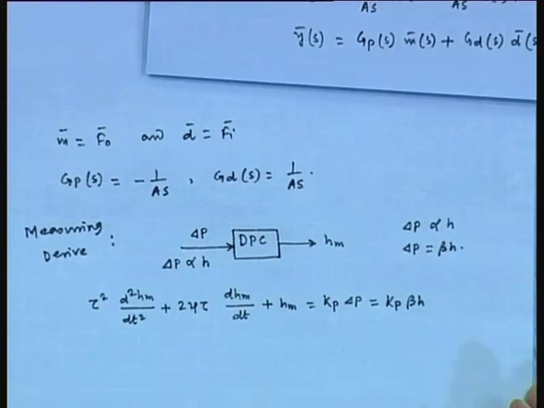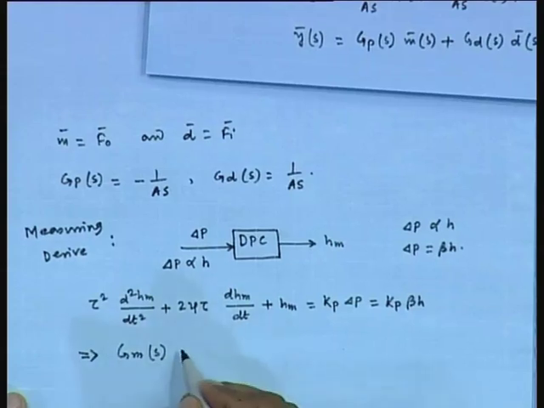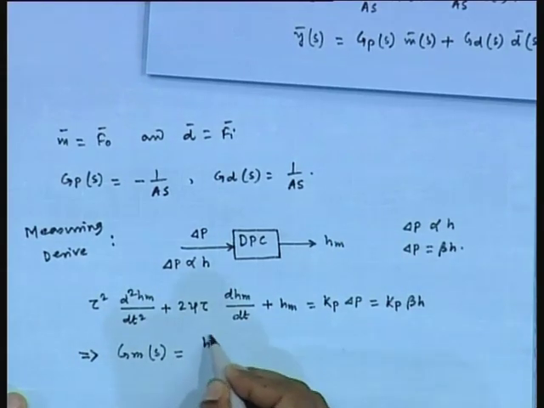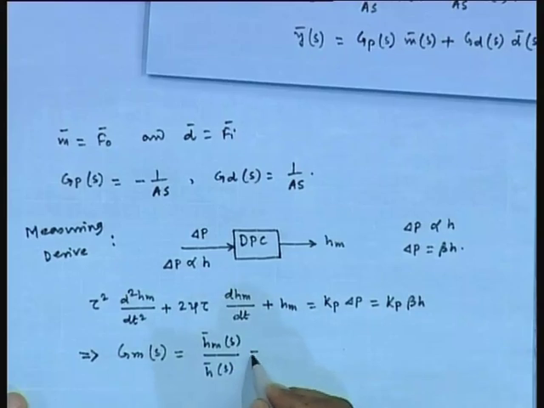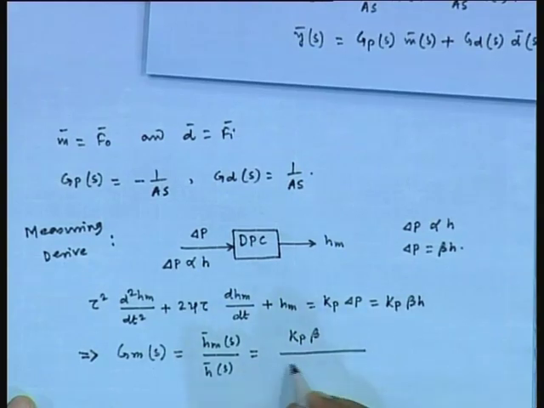Taking Laplace transform and rearranging, we get the transfer function G m s equals output h m bar s divided by input h bar s, which is equal to k p beta divided by tau square s square plus 2 zeta tau s plus 1. So, we finally get this transfer function for the measuring device.